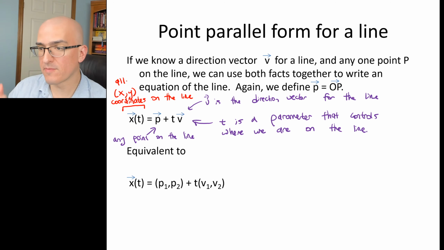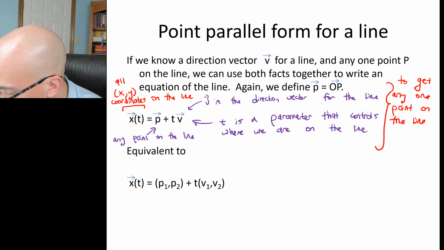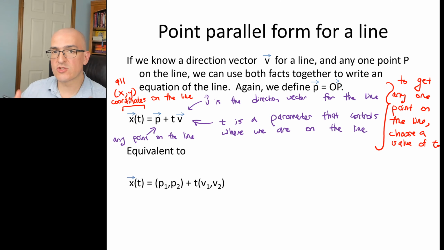So it's all of them to get any one point on the line, choose a value of t. So I'll tell you how this works. You're starting at the point P. Then the direction vector tells you which way to rotate. So imagine a compass needle. It's spinning around, and it's going to stop spinning when it's aligned with the direction of the direction vector v.